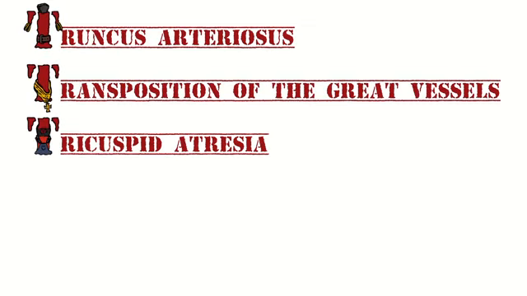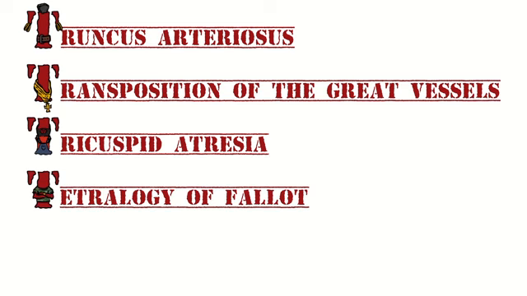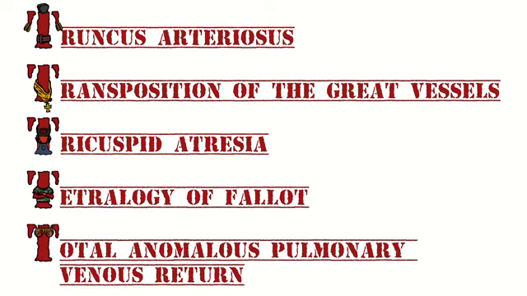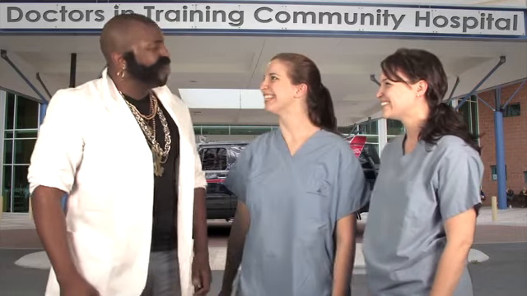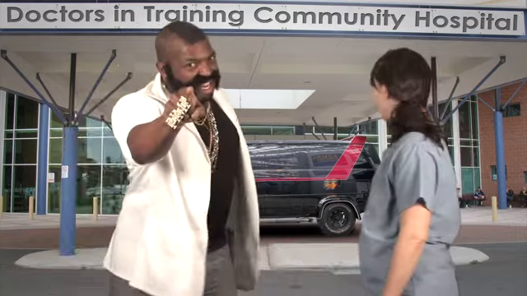It's easy. It's the 5 T's. Truncus arteriosus, transposition of the great vessels, tricuspid atresia, tetralogy of Fallot, total anomalous pulmonary venous return. It's the 5 T's. Wow, I get it now. Thanks, Dr. T. No problem, shrimp. Now get back to studying.